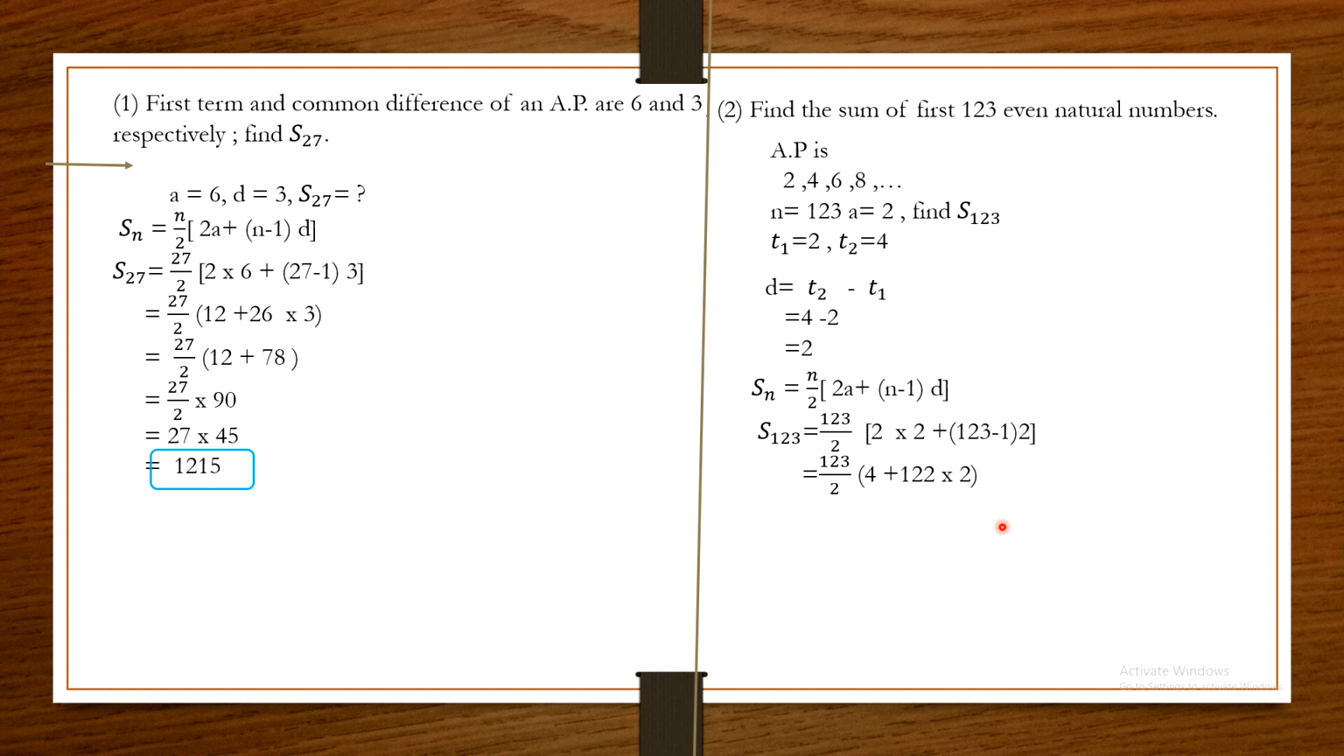By solving we get 123 by 2 into (4 plus 244). So 123 upon 2 into 248. So we get 123 into 124. So the answer of this is 15,252. So this is the sum of the first 123 even natural numbers.